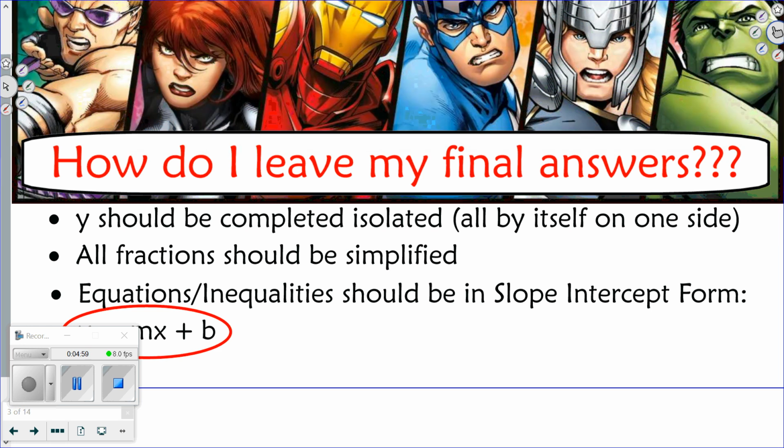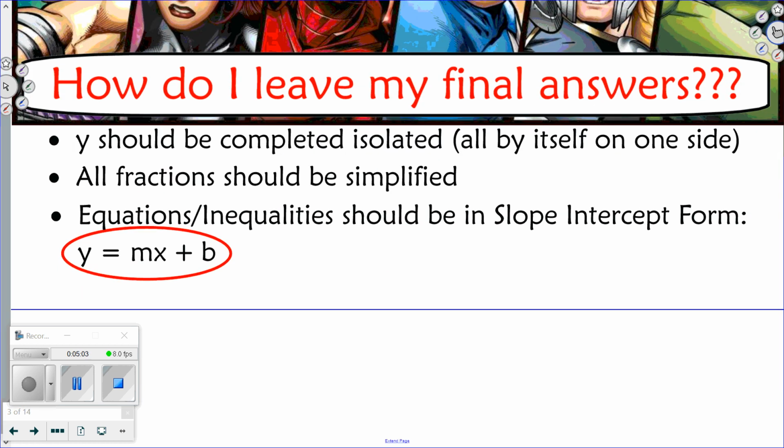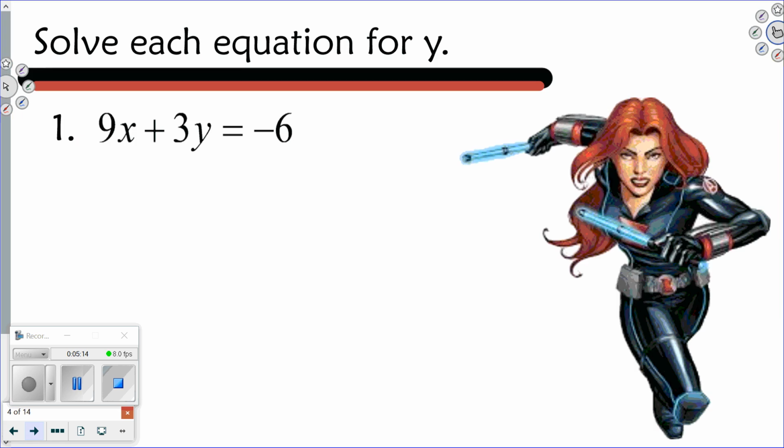And then equations and inequalities should be in the slope-intercept form, where it's your mx, so whatever number you have with x, should be before just the plain number. It's your x term, and then whatever plain number you got at the end. All right, so getting some practice.